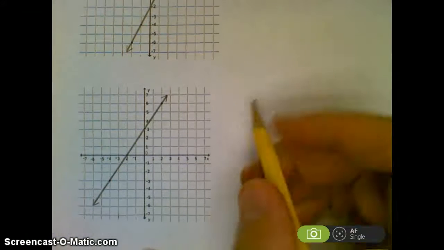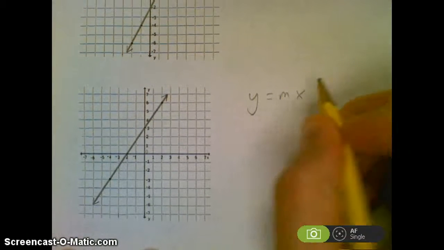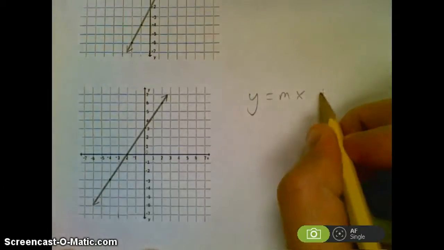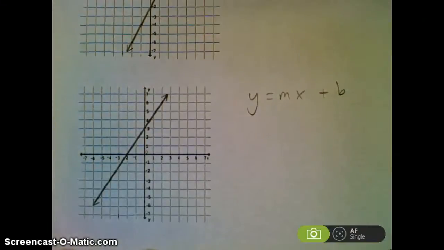Easy peasy. Looking at this line, I'm trying to fill in slope-intercept form. Why don't you try it yourself? We'll pause the video, and then we'll come back.